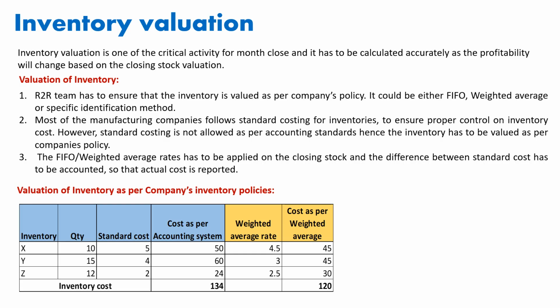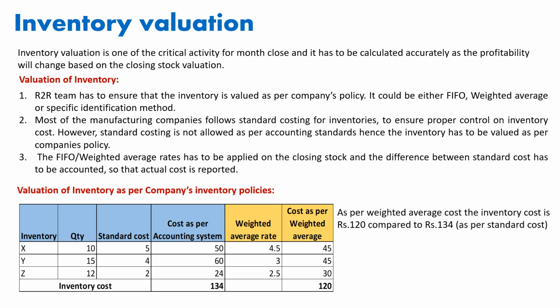Then what you need to do is calculate as per the company's policy, that is the inventory policy. So the inventory policy allows only FIFO, weighted average, or specific identification method, right? For example, if the company is following the weighted average method, you have to download the weighted average rates from the system, and you can see here the rates are 4.5, 3, 2.5. When you multiply with the quantity, the cost of weighted average is coming around 120, right? So what you need to do now is ensure that the difference is accounted for so that the closing stock is valued at 120 instead of 134, correct?